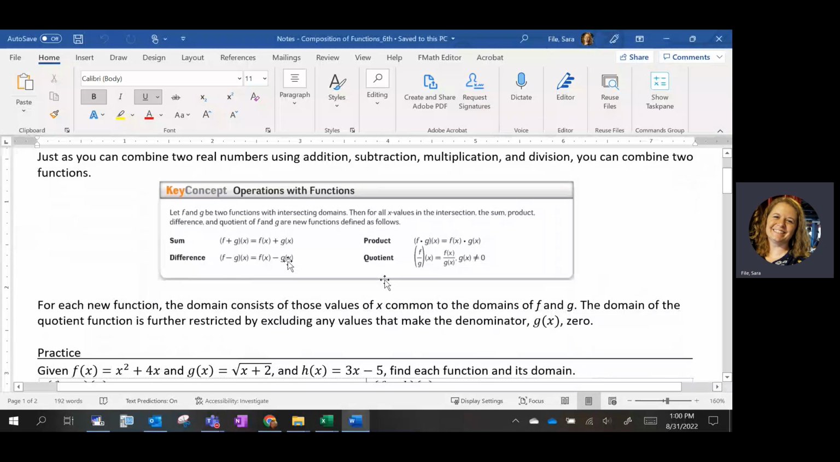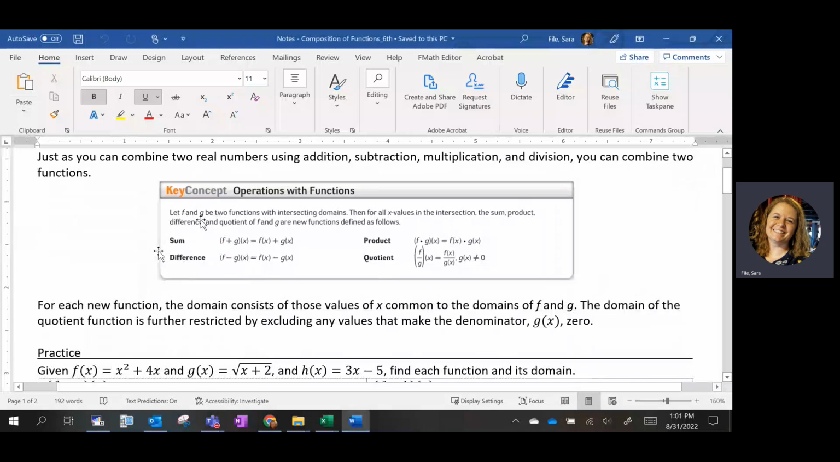So if you have two functions that we'll call f and g, and you want to combine them with addition, you're finding the sum. It can be notated like this, where it says f plus g of x. That's how you would read that. That is the same thing as writing them separately with the addition sign in between, so f of x plus g of x. Those mean the same thing.